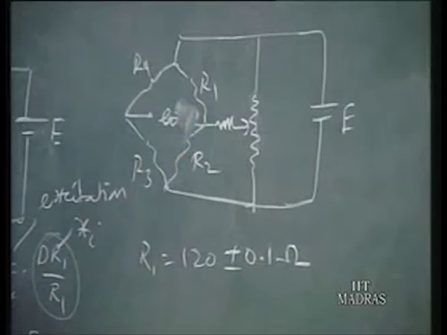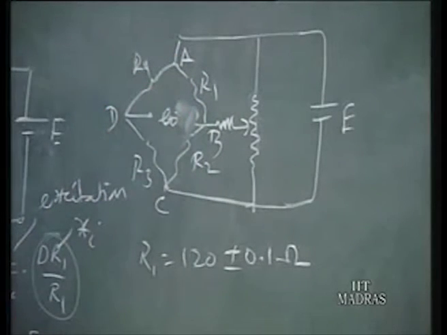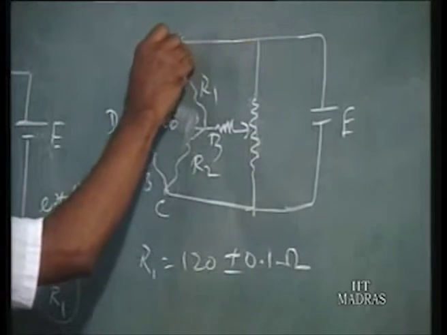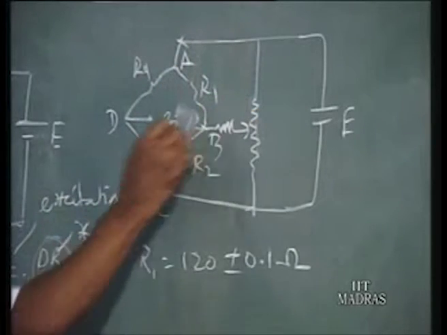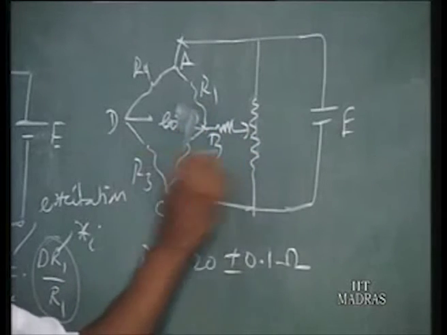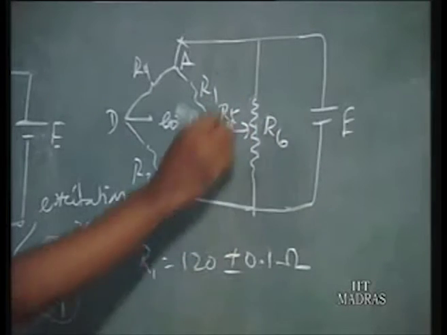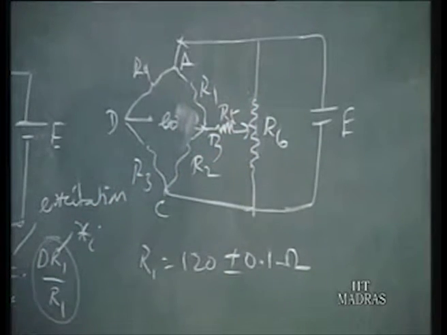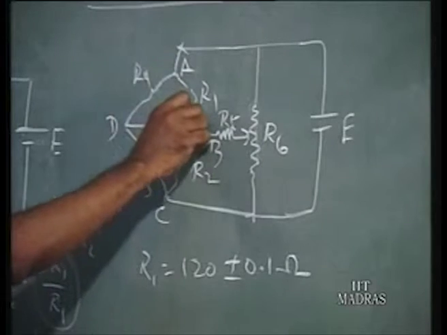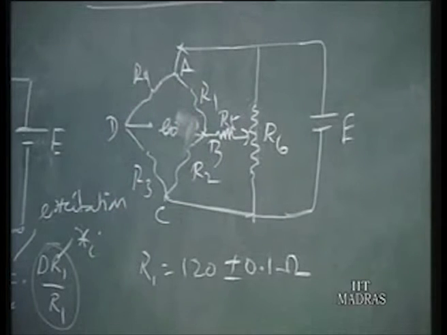The principle here: if you call the points A, B, C, D, A to B is our R1. R1 is made up of R1 and another path; from A to B you have two parallel paths. In that one, suppose it is R4, you call this R5, this R6. Now R6 will be somewhere in the middle, so R6 by 2 this side and R6 by 2 on the bottom side, half of the resistance. So the equivalent R1 arm will be made up of R1 into (R6 by 2 plus R5) divided by (R1 plus R5 plus R6 by 2).